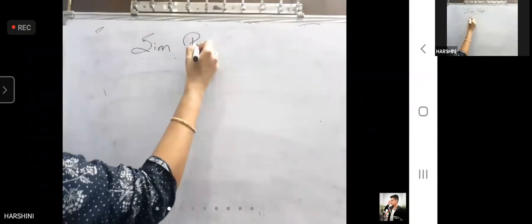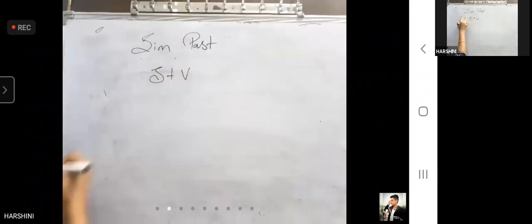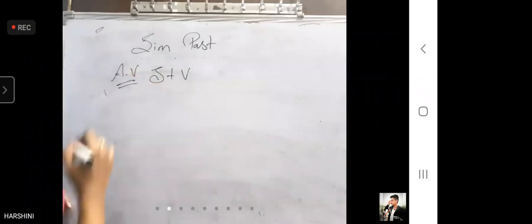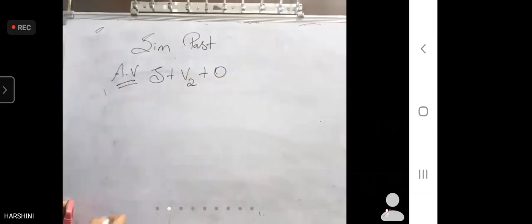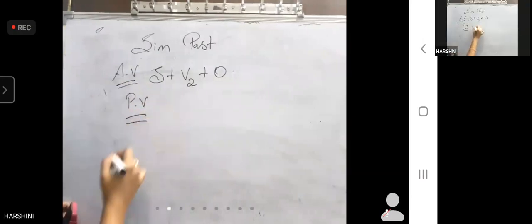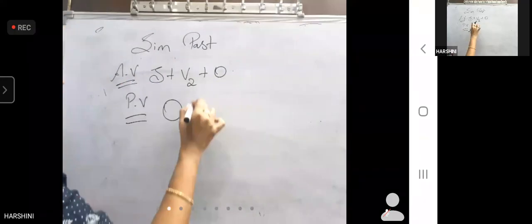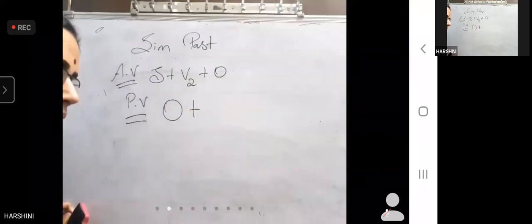Simple past. What's the structure of simple past, friends? Active voice: subject plus V2 plus object. Now the passive voice becomes like this. You only can tell me passive voice. Object comes first. And what is the be form to be used? Is it is, am, are or was, were? Was, were.